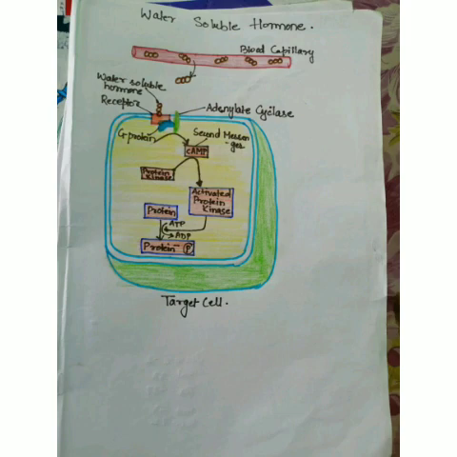Second is water soluble hormones. Water soluble hormones diffuse from the blood through interstitial fluid and then bind to their receptor at the exterior surface of a target cell's plasma membrane. The hormone receptor complex activates a membrane protein called a G protein. The activated G protein in turn activates adenylate cyclase. Adenylate cyclase converts ATP into cyclic AMP.